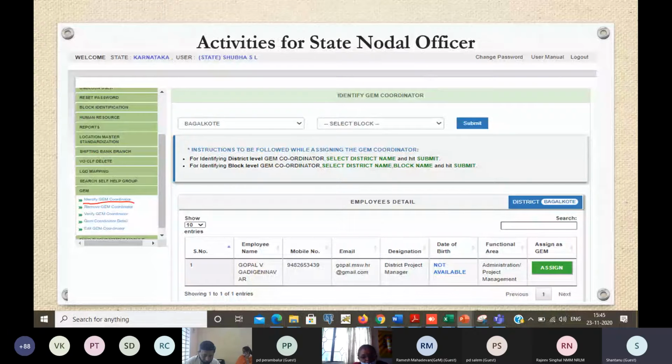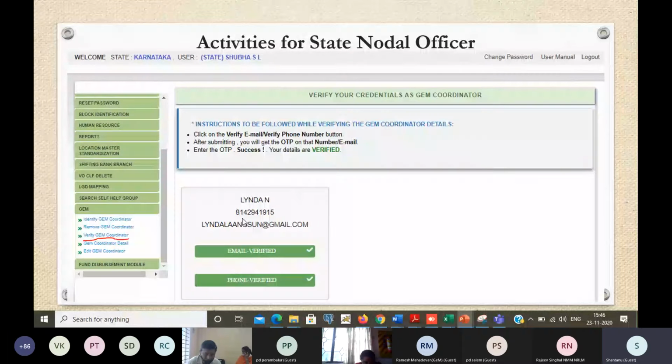Then removal of a GeM coordinator you can also do. By this option you can remove any GeM coordinator who is not currently functioning as one, but was earlier identified, due to the transfer or resignation of that particular staff. You can remove that staff and identify another staff as a GeM coordinator. This is a continuous process. You can continue it in future also.